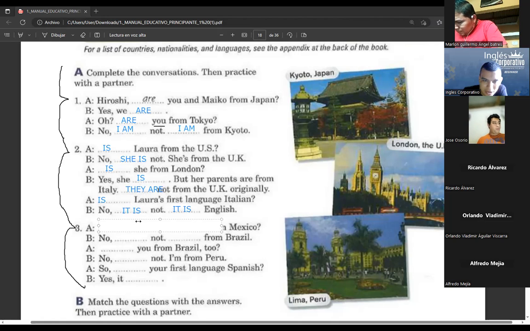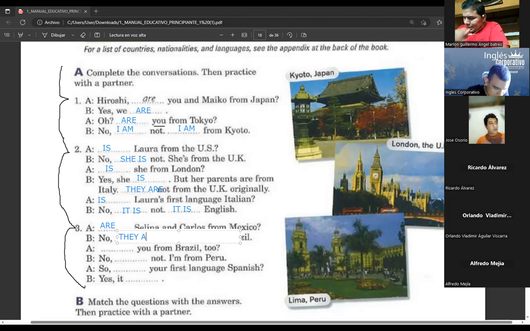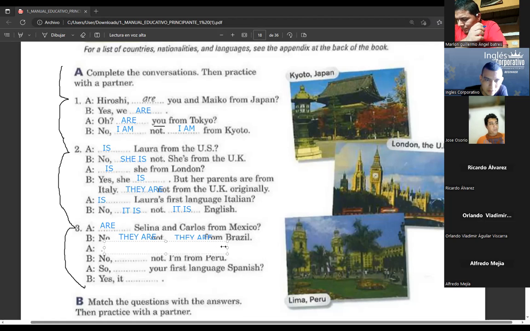Are Selena and Carlos from Mexico? No, they are not. They are from Brazil. Are you from Brazil too? No, I am not.